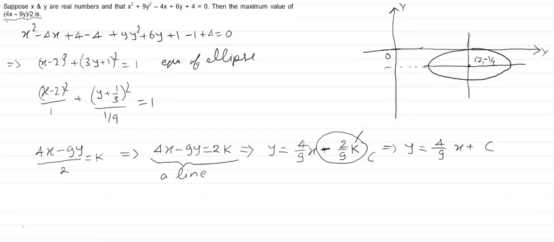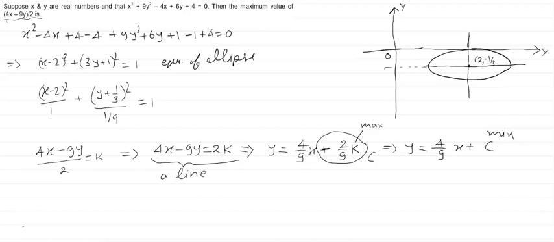We have to find out the maximum of k. So here it will become the minimum of c. Now we have to find out the minimum of c. When c is minimum, then k will be maximum. It is not a direct proportion, it is a negative proportion here.